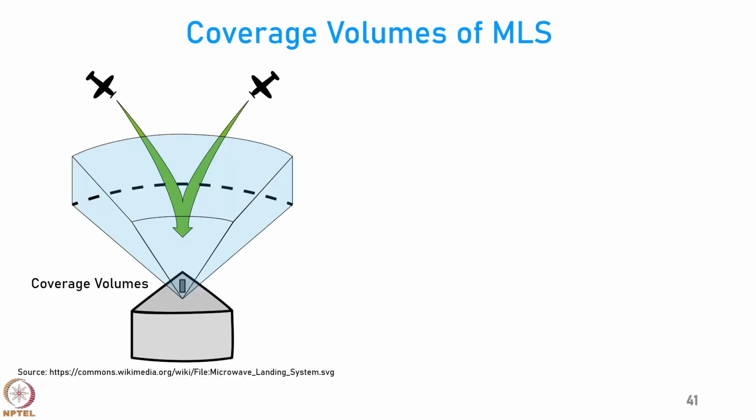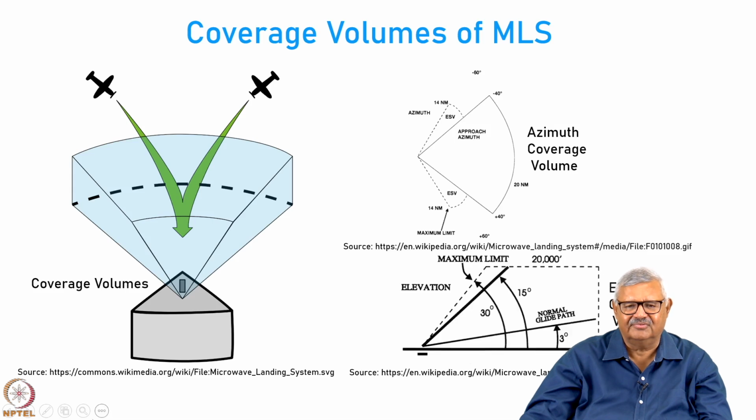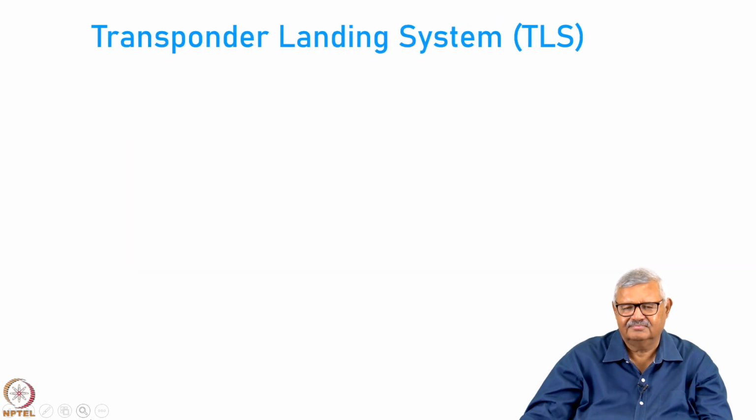You can see the coverage volume of the MLS system here. You can see that it allows approaches from the sides, so it can definitely increase the throughput of the airport. It also has much larger coverage in elevation as compared to the ILS system.